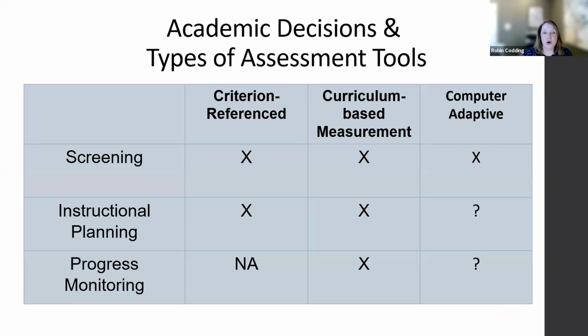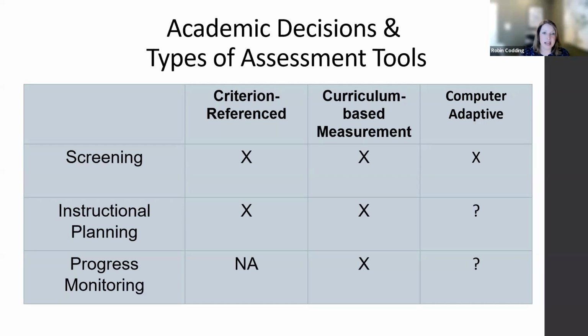I just want to note as we continue on our discussion of academic decisions and types of assessment tools, I'm not going to talk about classification decisions today because we're really focusing on the idea of linking assessment to intervention along the way. And so I did not include this classification component in our conversation today. The types of data, again, that we use for classification are also going to be a little bit different because of the type of decision that we are making there. So the emphasis here is on that screening, instructional planning, and progress monitoring.